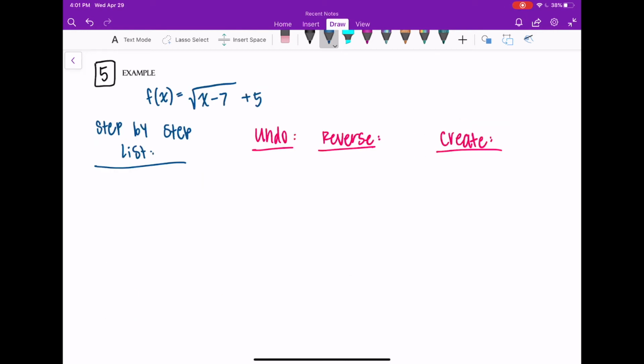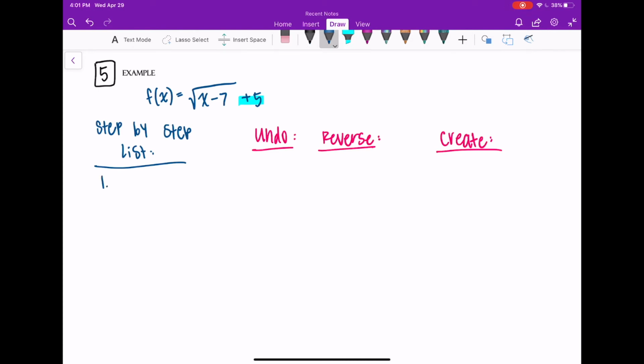Okay, now that we have learned how to build our inverse function, we are going to do an example. Here we have f of x equals the square root of x minus 7 plus 5. Notice that the plus 5 is on the outside. So we are going to work on creating the step-by-step list.